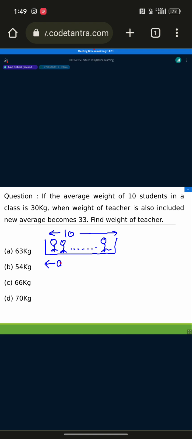So how much is the average? 30. Now, what did I tell you is the meaning of average? Equal distribution, right? We can assume that each one of the members is 30 kg. Each one of the members is 30 kg.